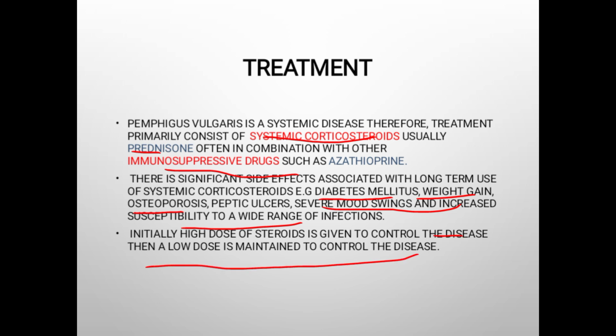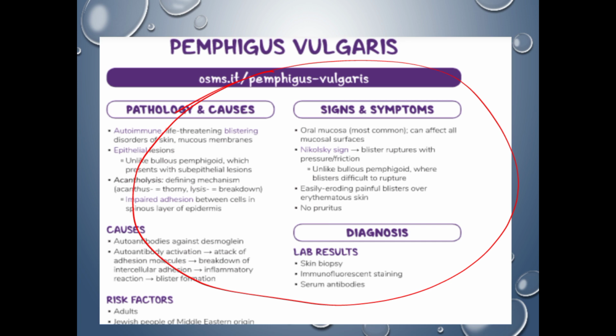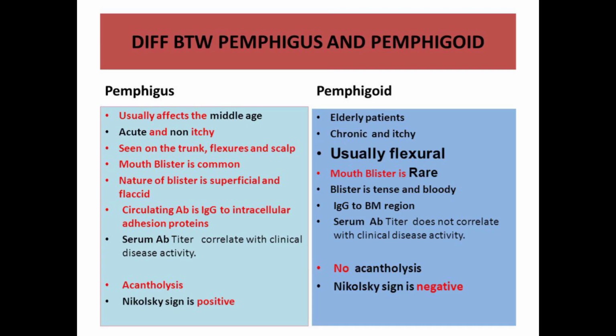These again are a summary which is given to you: pathology, causes, risk factors, who is at risk, signs and symptoms, and diagnosis. And this is the comparison which we will study later when we also study pemphigoid.